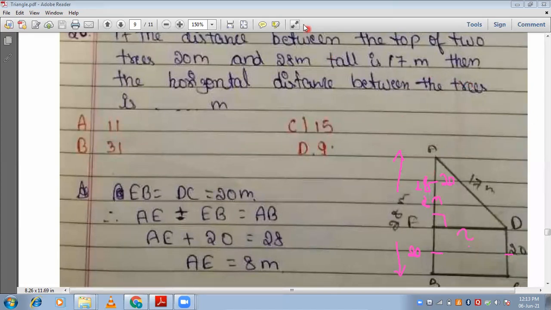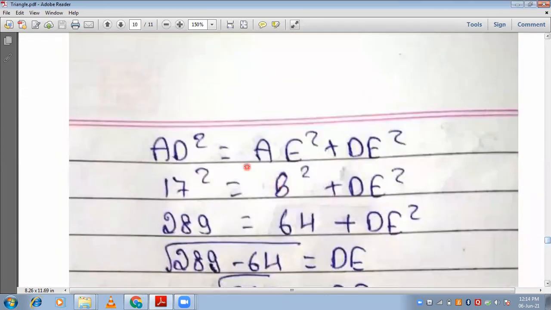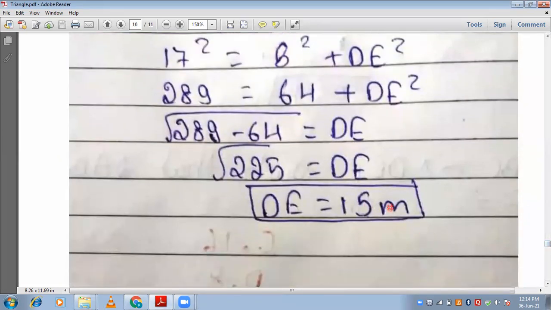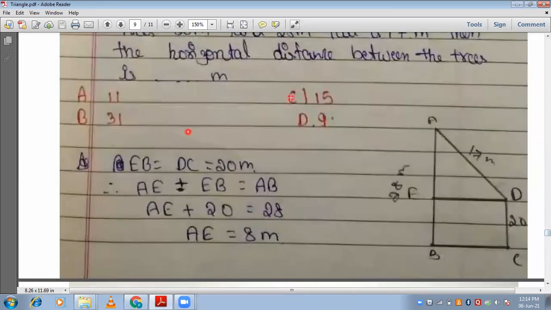So in next step, apply Pythagoras theorem for triangle AED. So AD square is equals to AE square plus DE square. AD length is 17 square is equals to 8 square plus DE square. Substitute the values. Already you substituted. 17 square is 289, which is equals to 8 square, 64, plus DE square. Simplify this, you will get DE is equals to 15 meter. So which option is right? Option C is correct.